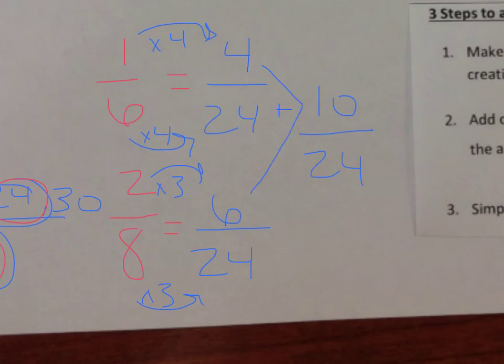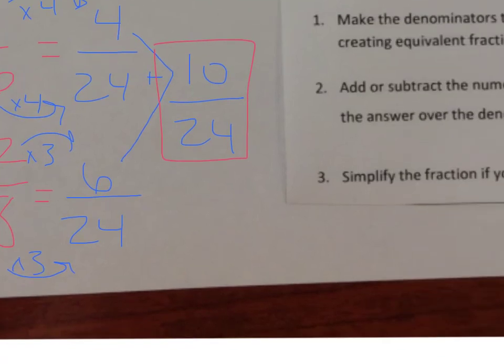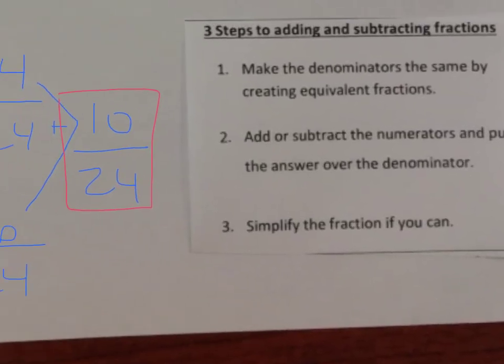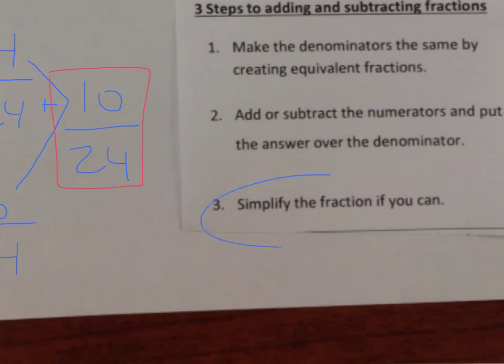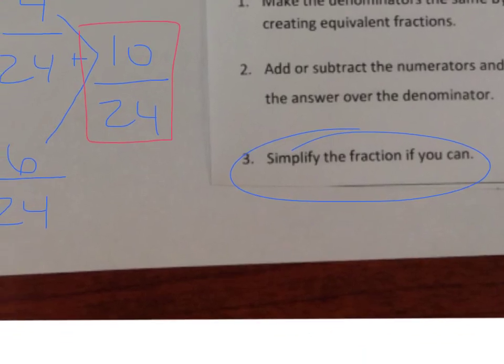Do we see that? Again, I will take this as an answer, but I prefer you to go ahead and follow our number 3 step, which says simplify the fraction if you can. Okay, so 10/24, I can cut these in half. So I can do both the top and bottom divided by 2. 10 divided by 2 is 5, and 24 divided by 2 is 12. And this becomes my simplified answer. And that's it for adding and subtracting fractions.